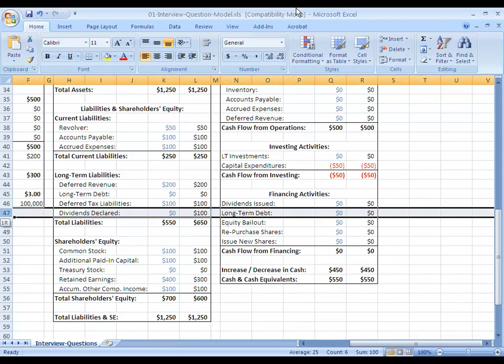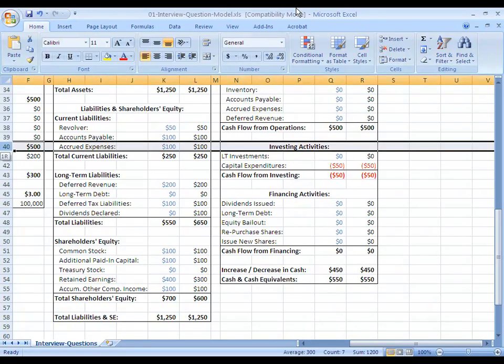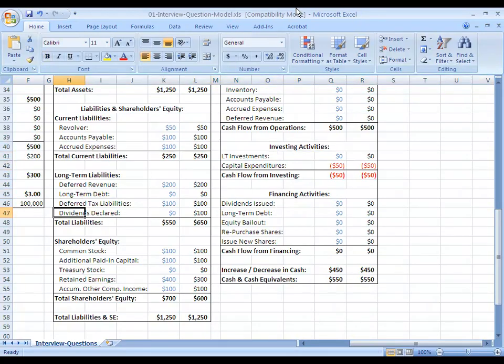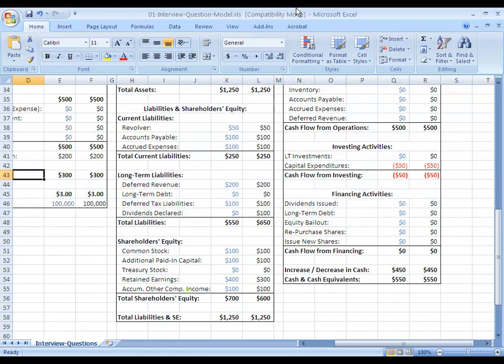Now I've listed dividends declared under long-term liabilities. You could also list it as a current liability. It depends on when you're going to pay it out. If it's within the span of a year, it would go under current liabilities. If it's going to be over a year, then it would go under long-term liabilities. So that's how dividends being declared impacts the three statements.